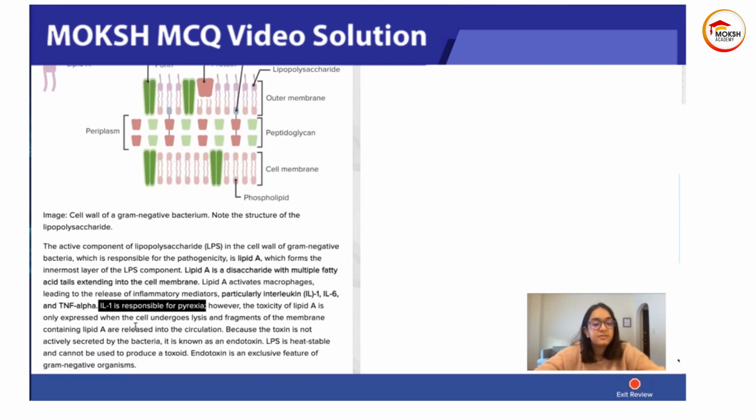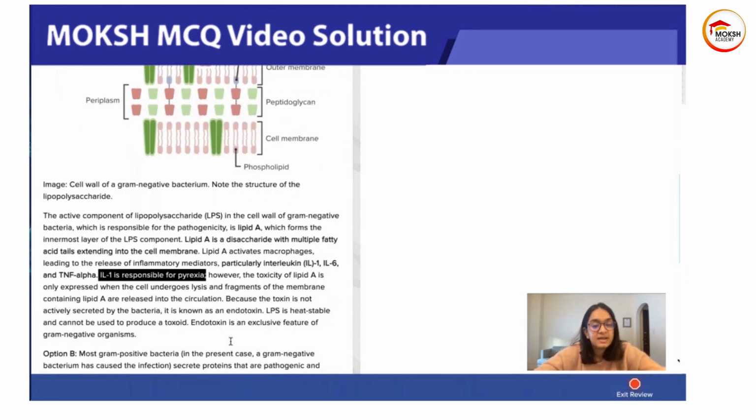However, the toxicity of lipid A is only expressed when the cell undergoes lysis and fragments of the membrane containing lipid A are released into the circulation. Because the toxin is not actively secreted by the bacteria, it is known as endotoxin. So we have two kinds of toxins, endotoxin and exotoxin. Endotoxin is what is released when the cell lyses. Exotoxin is what the cell actively releases into the surroundings.